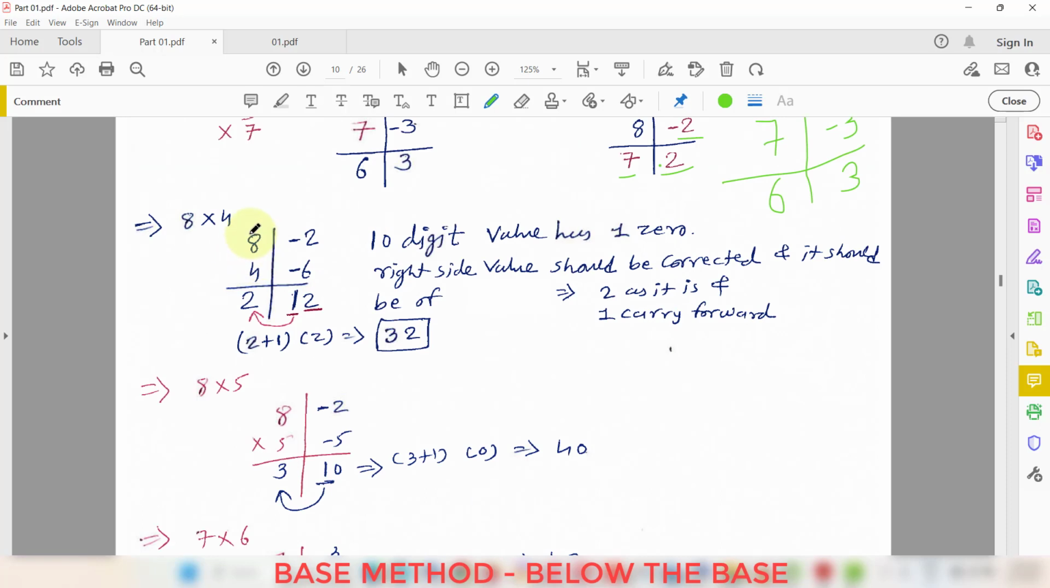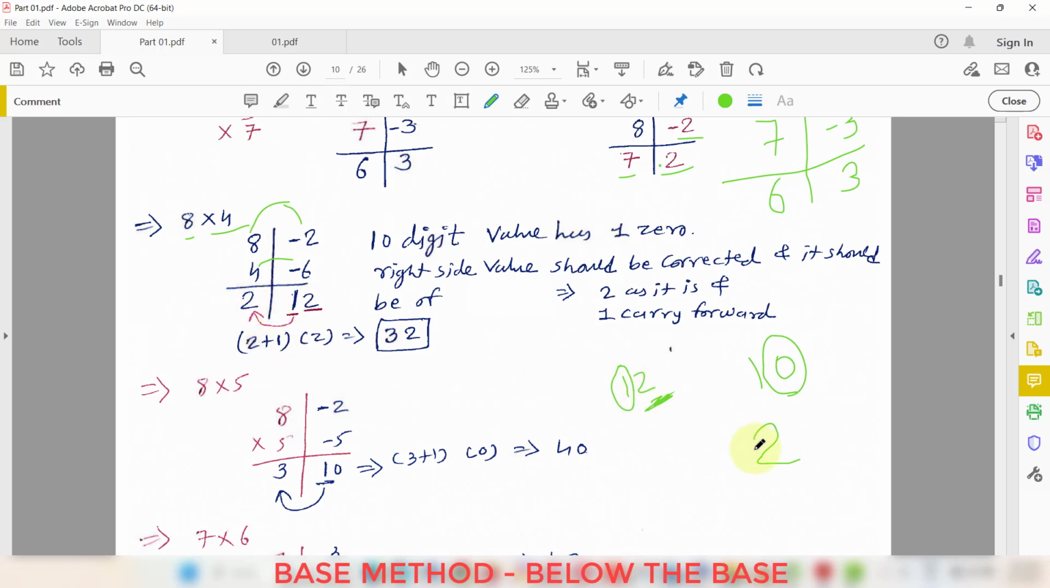Now 8 times 4. Here you have to see some more tricks. 8 is below 10 by how much? Minus 2. And 4 is below 10 by how much? Minus 6. So 8 minus 6, that is 2. But what about this? 2 into 6, that is 12. And our base is 10, because we have subtracted the numbers from 10. So we have to write only one digit. The next digit we have to add as a carry forward. So our answer should be 2 here, and then this one will be carried forward to the 2.